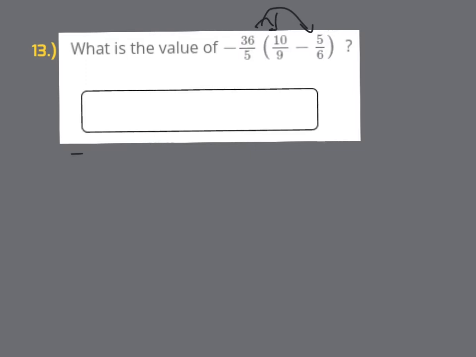So personally, when I look at those numbers, I know that it can go either way, but I am going to choose the doing inside the parentheses first. So I am going to do 10 ninths minus 5 sixths first. I did bring the whole thing down just so I don't lose track of it. But for now, I'm just going to ignore the negative 36 over 5. Shh, don't tell him I'm ignoring him. It's only for a short time.